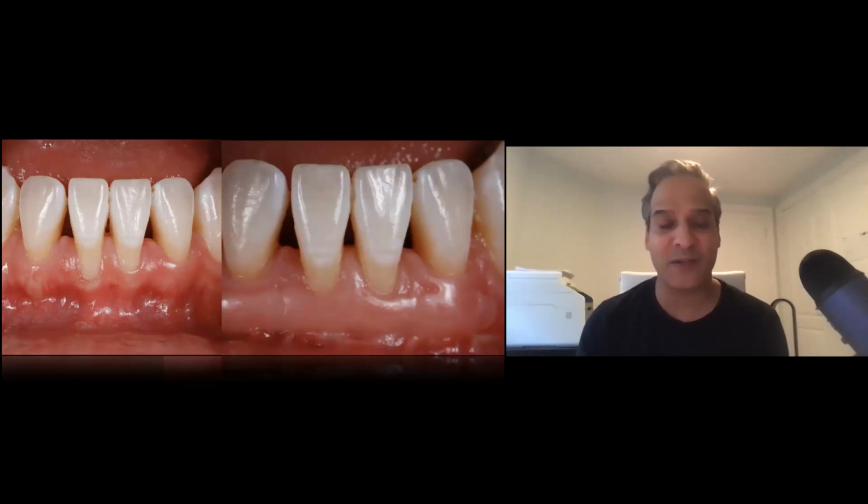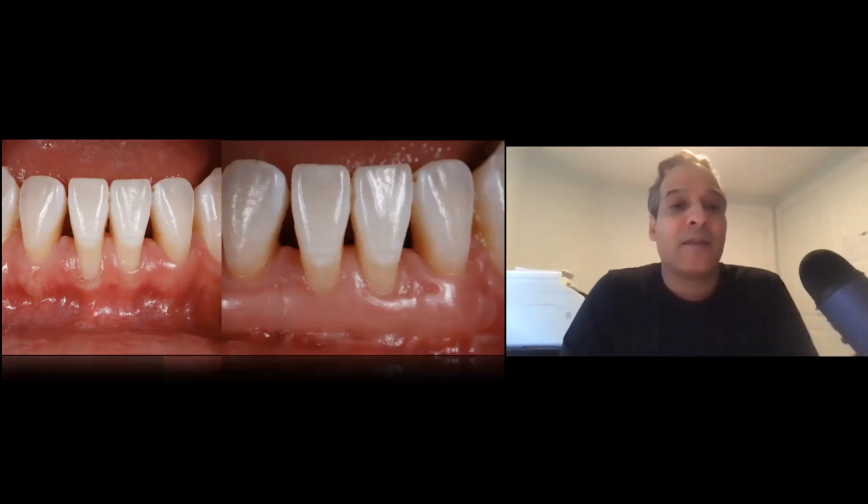When you have thicker tissue like this, studies have shown that you get less bone loss over time, so it preserves and protects the bone and keeps the prognosis for these teeth much, much better.